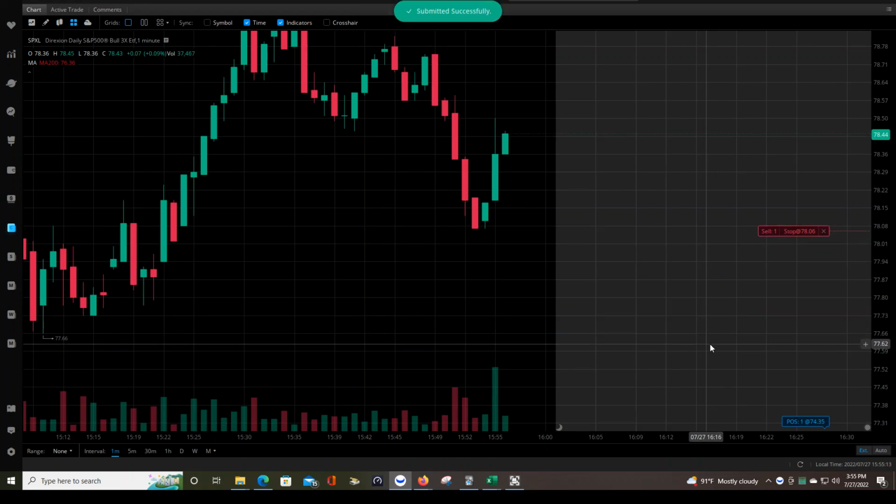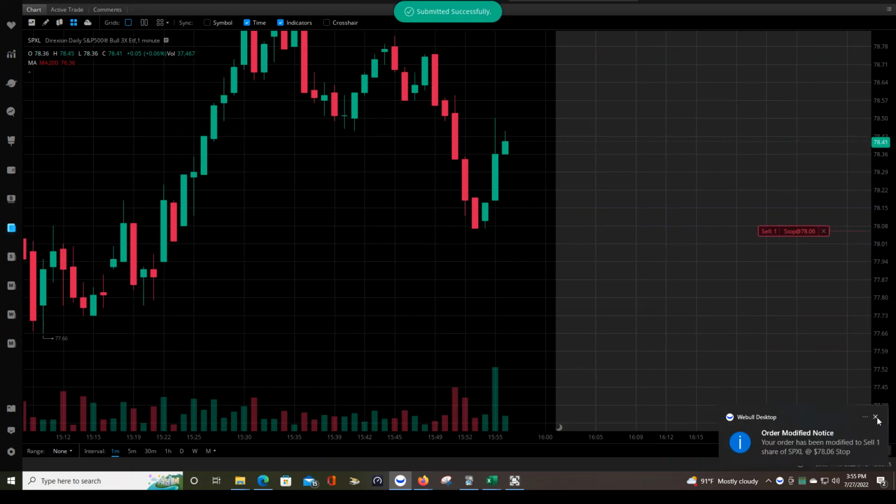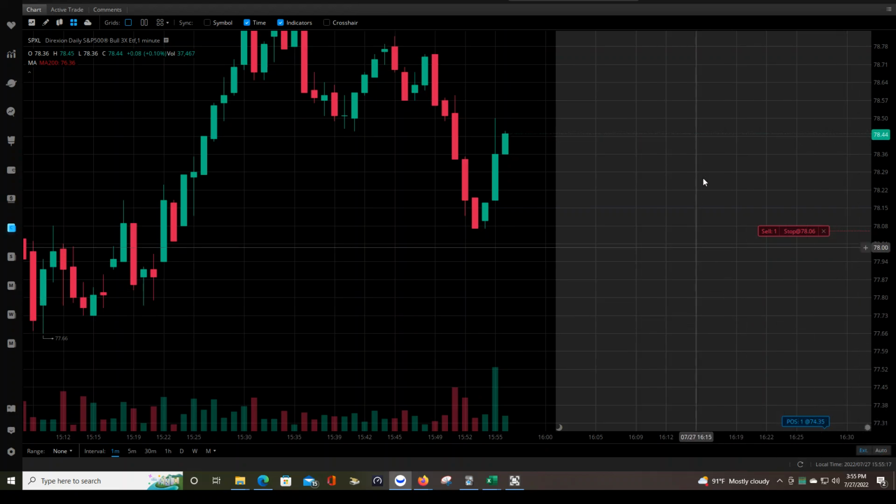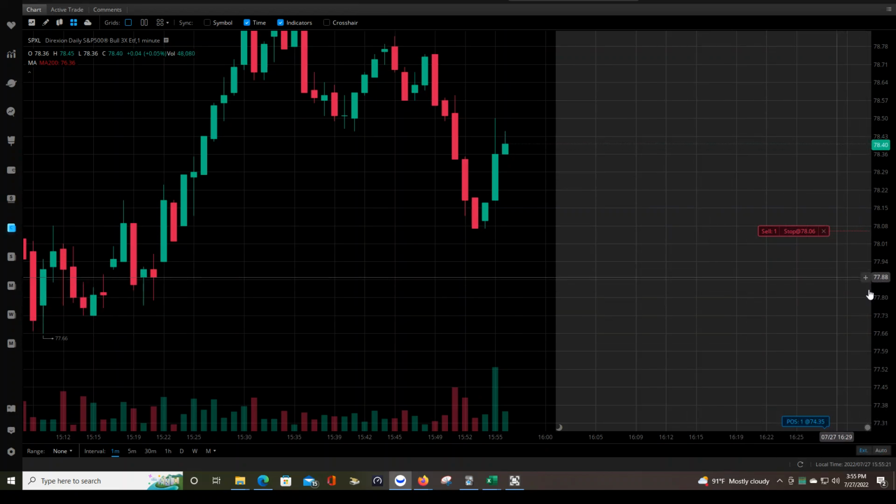To give this thing a little bit of room to wiggle around. We might get stopped out. If we do, that's okay. But you can see we have guaranteed a decent profit, almost $4 per share on this trade as it stands right now. We can't lose, and that's a great place to be. So our position is at 74.35.